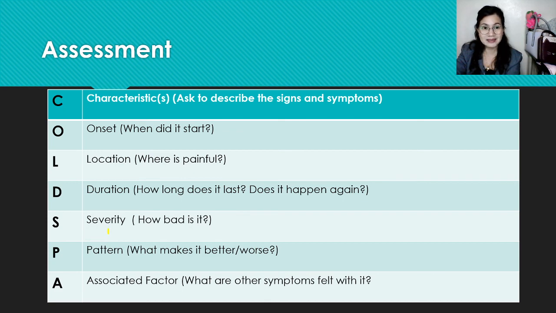How bad is it? P, pattern. What makes it better? When is it worst? A, associated factor. What are other symptoms felt with the pain that you're undergoing? So again, take note of the acronym COLD SPA.